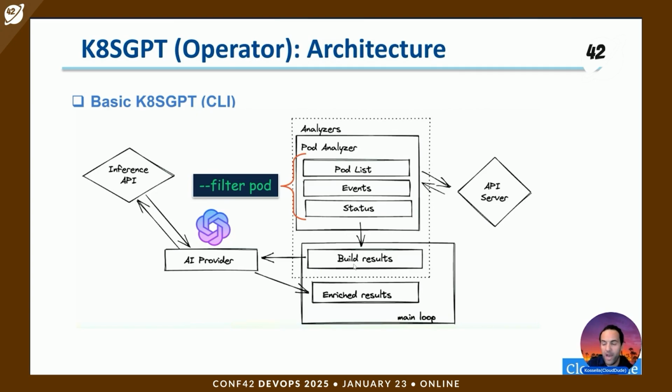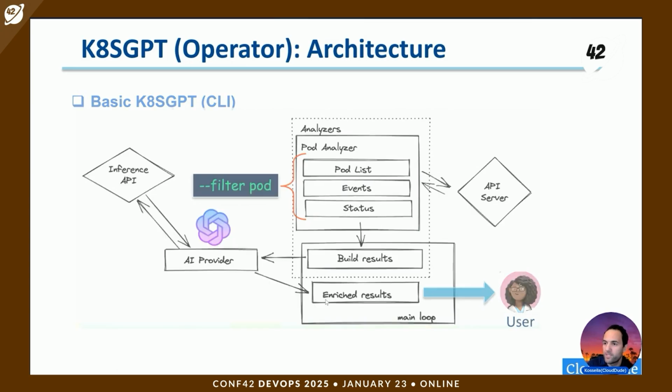And then if you added explain, it will send all this information to the AI provider. The inference would occur on that input. And then at the end, the enriched results are sent back with the solutions. That's actually the main loop of K8sGPT with AI. And at the end, the user has access to those final suggestions, right?